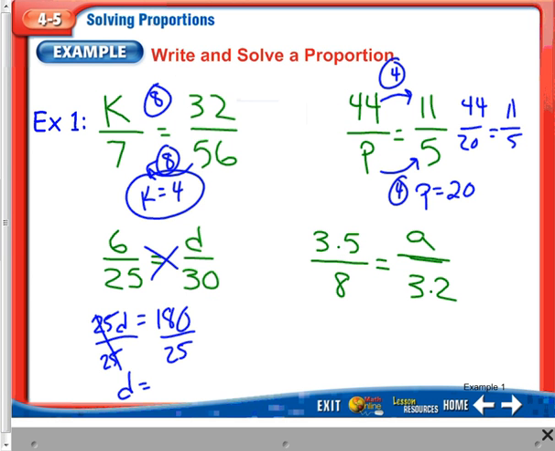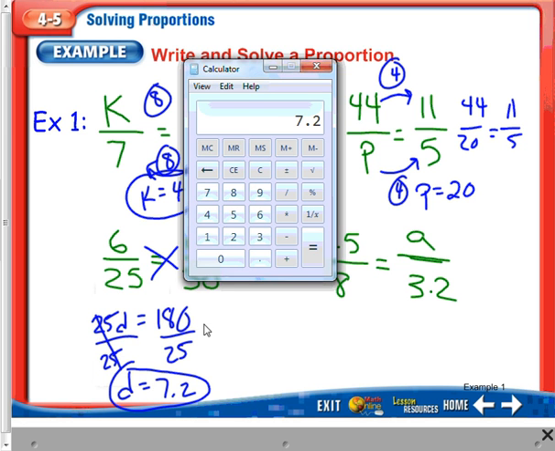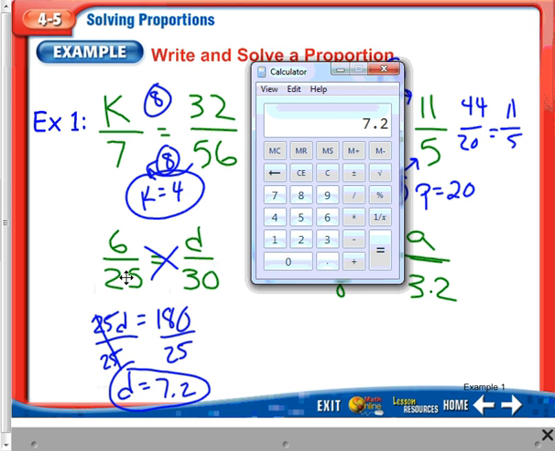And I get d equals, and I can do 180 divided by 25, and that's going to give me 7.2. So d in this case is equal to 7.2, and that would have been pretty difficult to figure out what to multiply by to get that number. So in this case, we get 7.2 for an answer. And to completely check this, you could actually put those numbers in. You could take 6 divided by 25, and that gives us 24 hundredths. And then if we take 7.2 divided by 30, that also gives us 24 hundredths. So that tells us that those two ratios are equal because we divided them both out and they equal the same decimal.